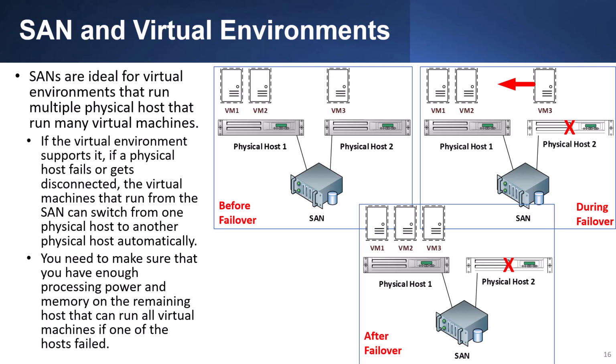SANs are ideal for virtual environments that run multiple physical hosts that run many virtual machines. If the virtual machine supports it, if a physical host fails or gets disconnected, the virtual machines that run from the SAN can switch from one physical host to another physical host automatically. You need to make sure that you have enough processing power and memory on the remaining hosts that can run all virtual machines if one of the hosts failed.